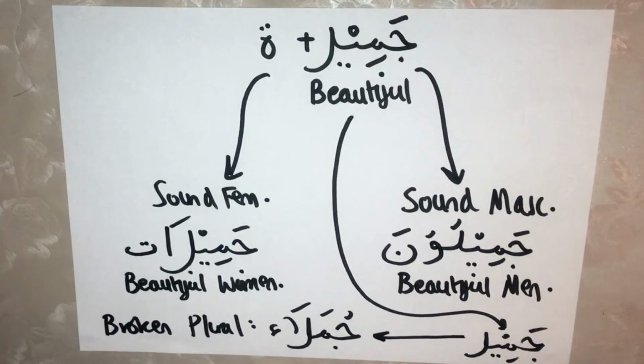And also what I want to say is that sound masculine, sound feminine, and broken plurals are used for people in groups of three or more. So if I saw a group of three or more men, I would call them jamilun. If I saw a group of women, three or more, I would call them jamilat. And the same goes for jumala. So if I saw a group of men, three or more, I would say jumala. Jamiluna and jumala work in the same way.